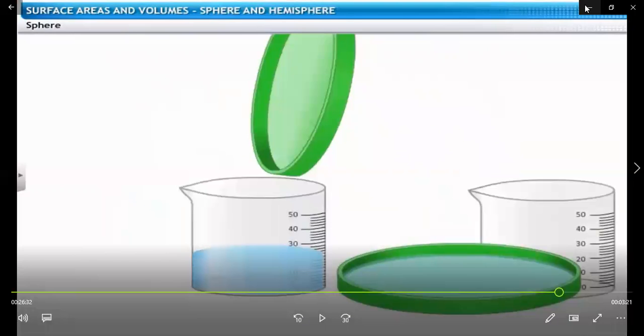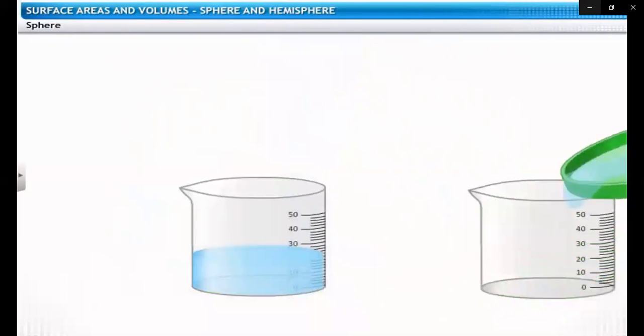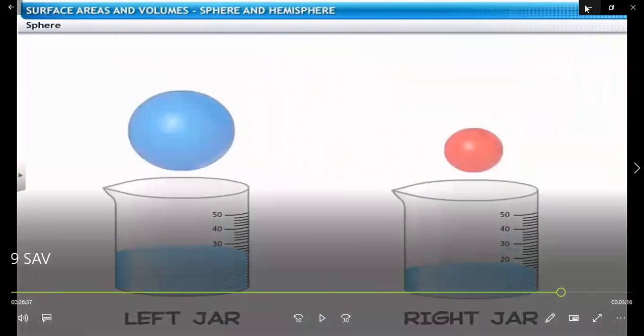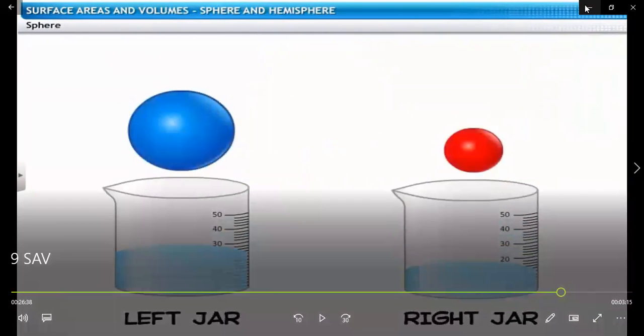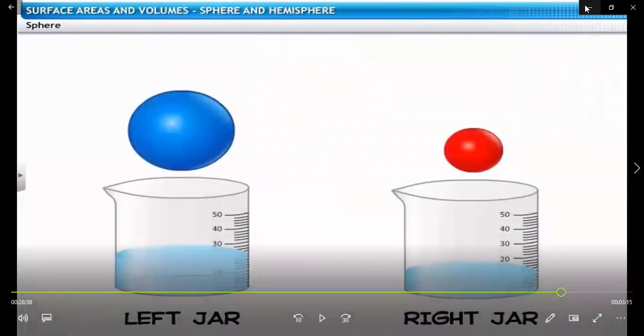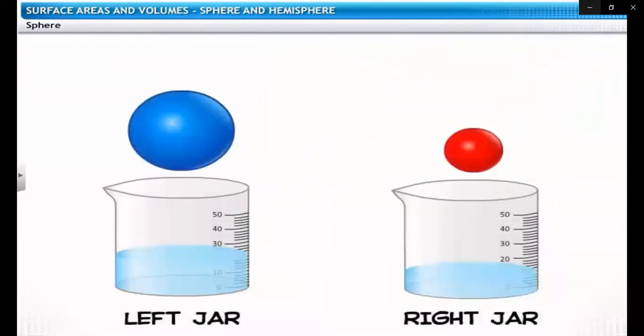Then when you measure the quantity of water, on comparing the quantity of water in the measuring jars, what you will see is that the left jar is the water that we got after immersing the blue ball. And we'll find that the quantity of water in the right jar is exactly half of the quantity of water in the left jar.